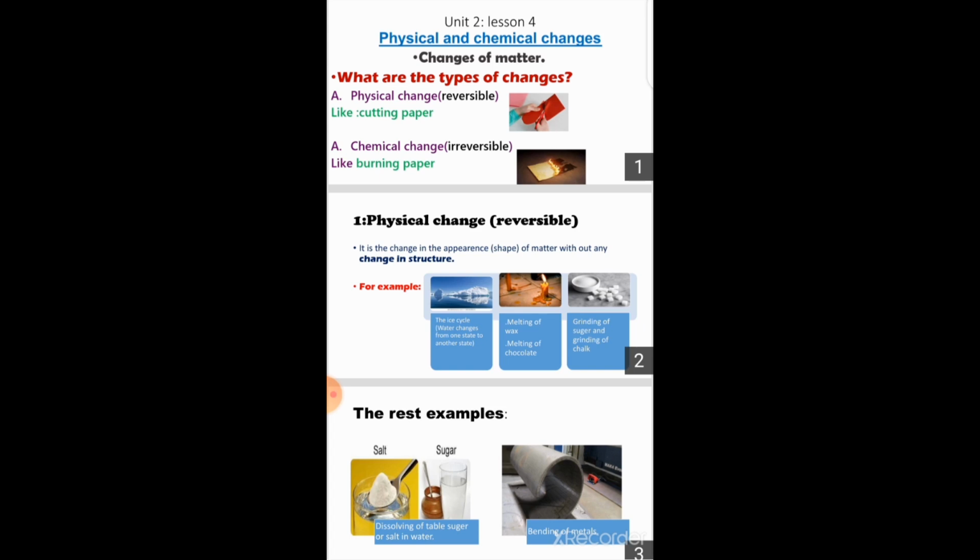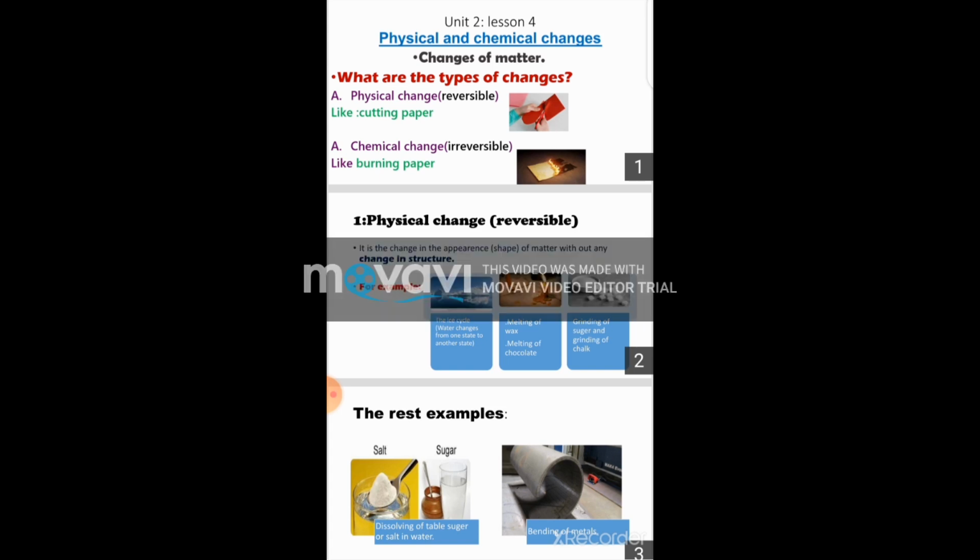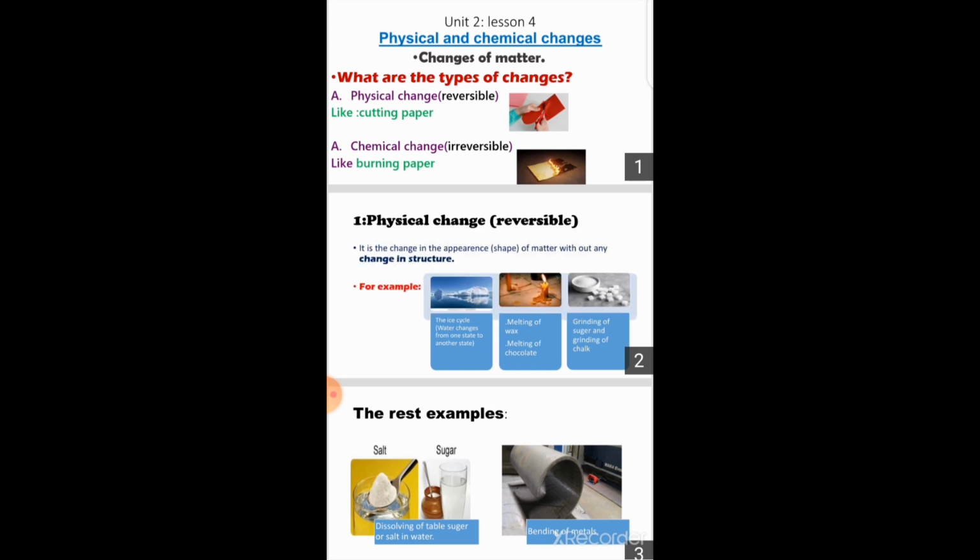Today we will take two types of changes of matter. Number 1, physical change. Number 2, chemical change. What's the difference between chemical change and physical change?